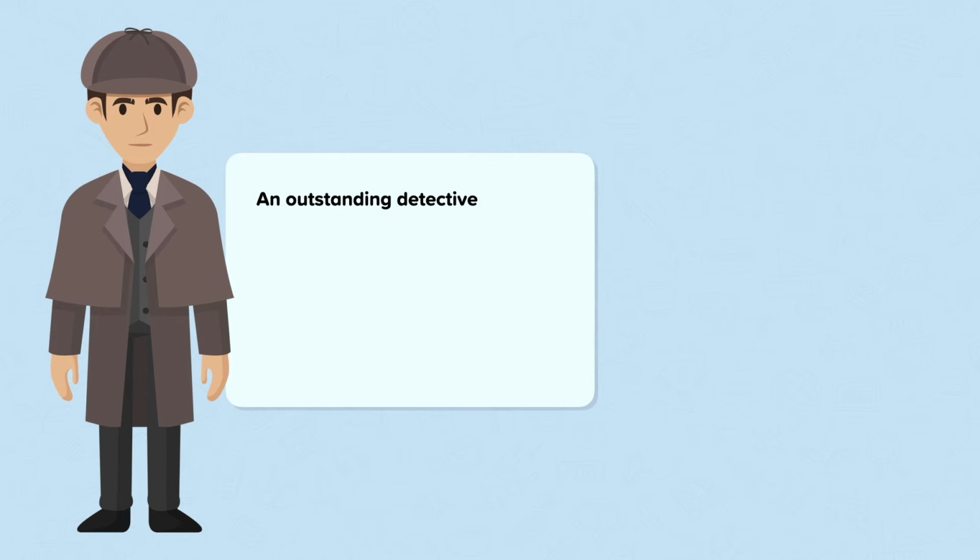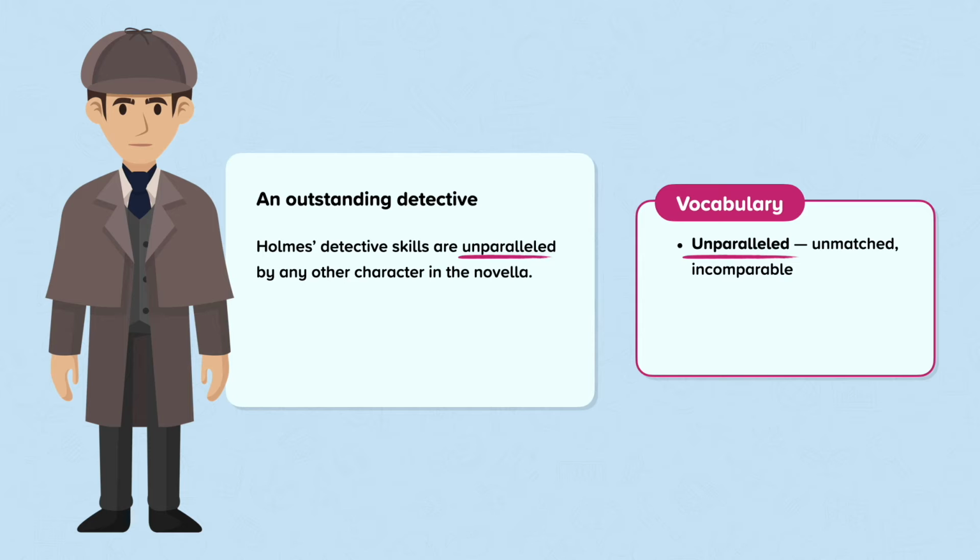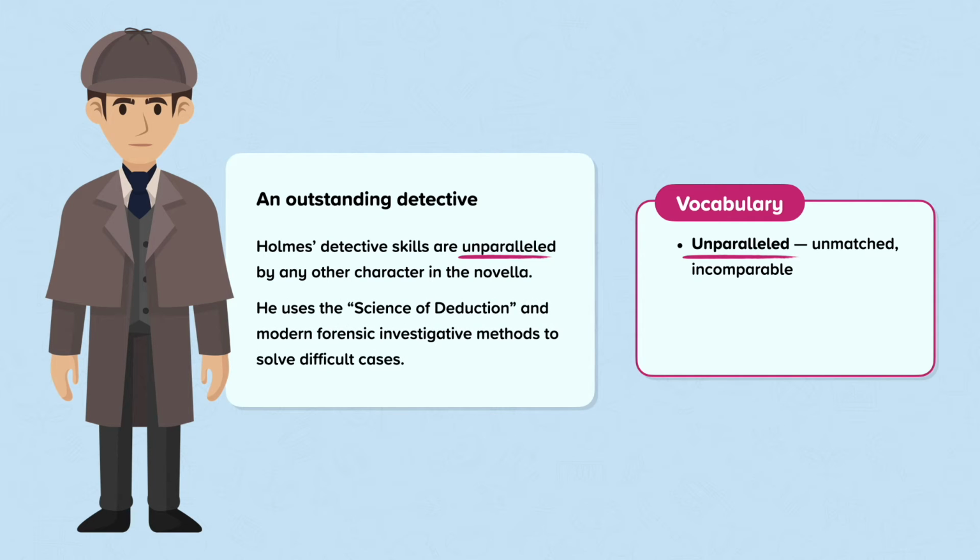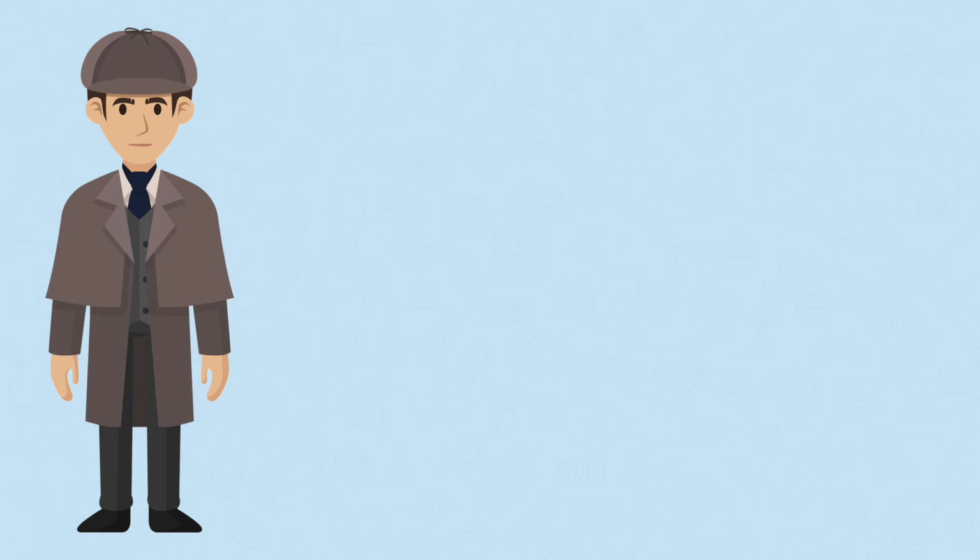Holmes is an outstanding detective. His detective skills are unparalleled by any other character in the novella. The word unparalleled means unmatched or incomparable. Holmes uses the science of deduction and modern forensic investigative methods to solve difficult cases. The word forensic means using scientific methods to help solve crime.